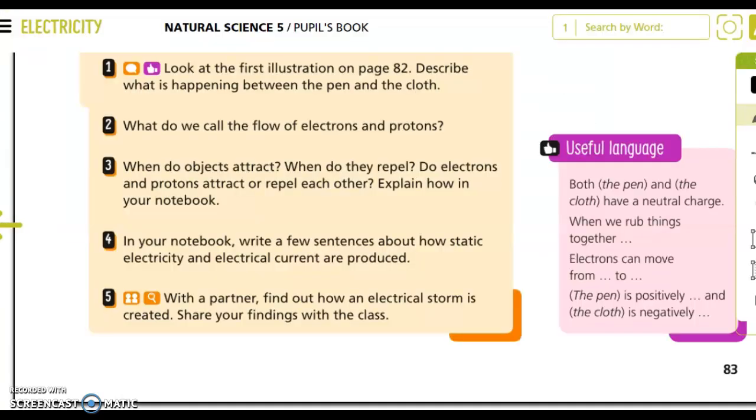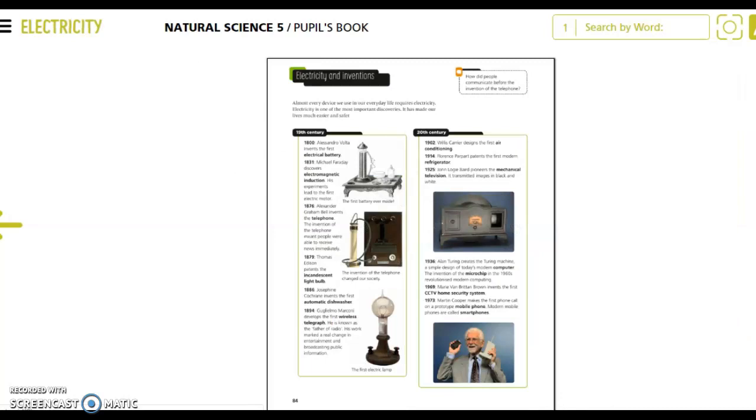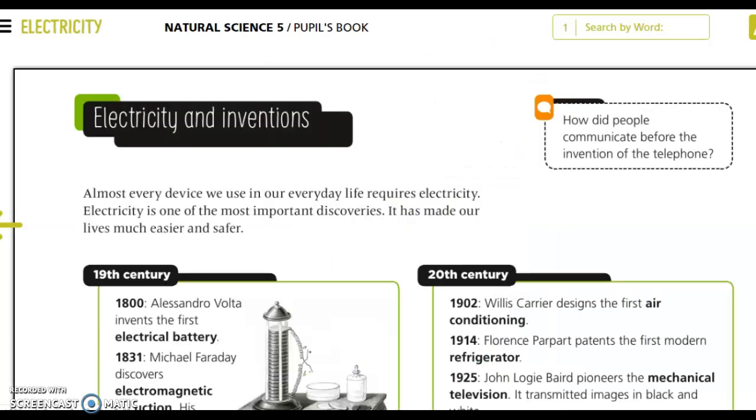Good. Right. So now let's move on to the next part of our unit, which is electricity and inventions. Electricity and inventions. You've got it there. Okay. So we are on the next page. Okay, and let's start reading the title and this paragraph here. Ready?